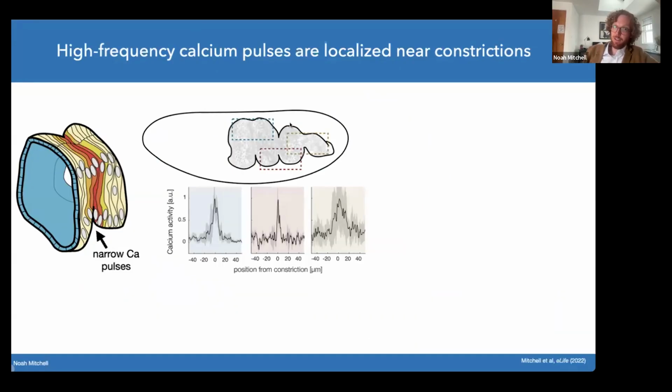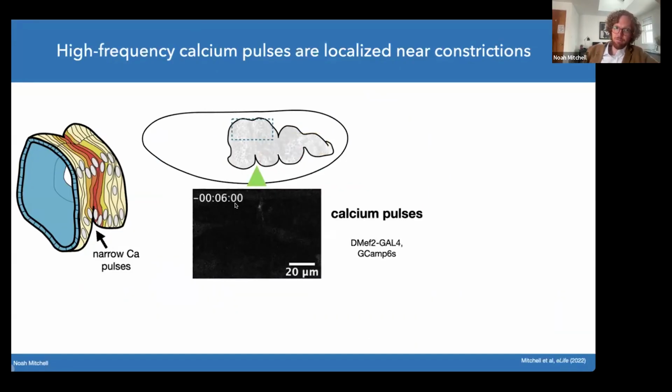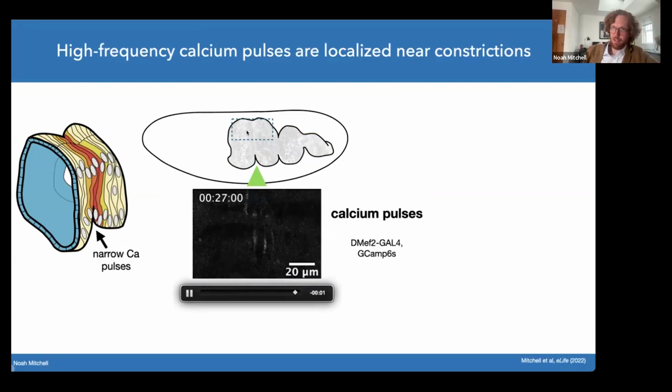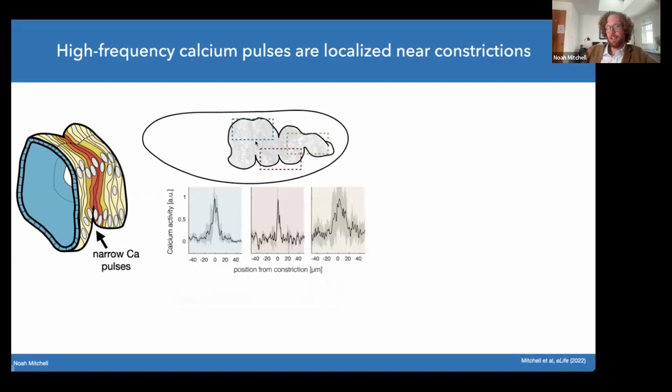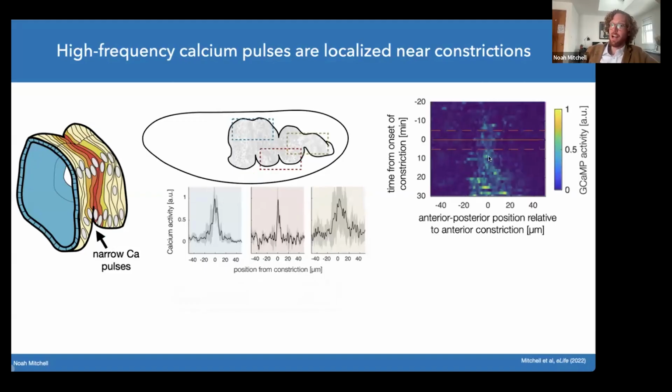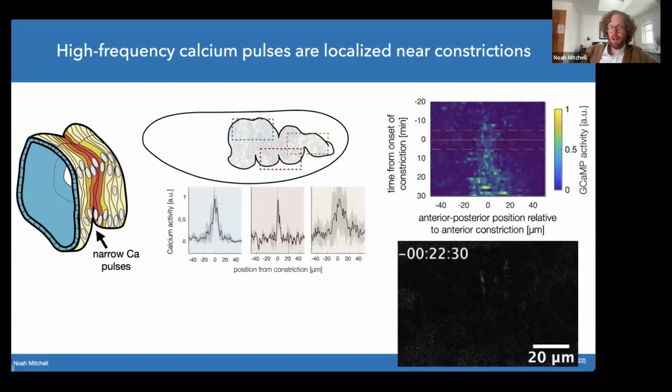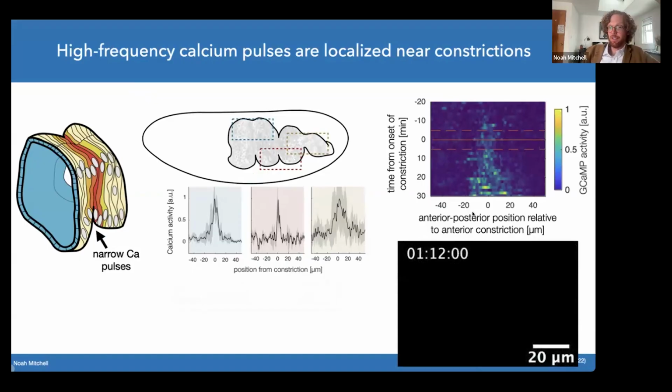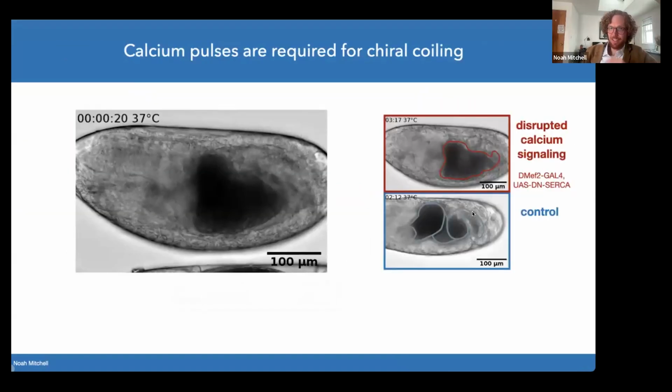And here's just a measurement of that and an example of zooming in with a traditional laser scanning confocal right at one of these constrictions. And so each of these constrictions have this localized calcium. And over time, this calcium gets bigger and bigger and bigger and less localized, as shown here in this space-time kymograph. So let's see. There we go. Okay. So that's just showing this again. So I'll return to this kymograph in a moment.